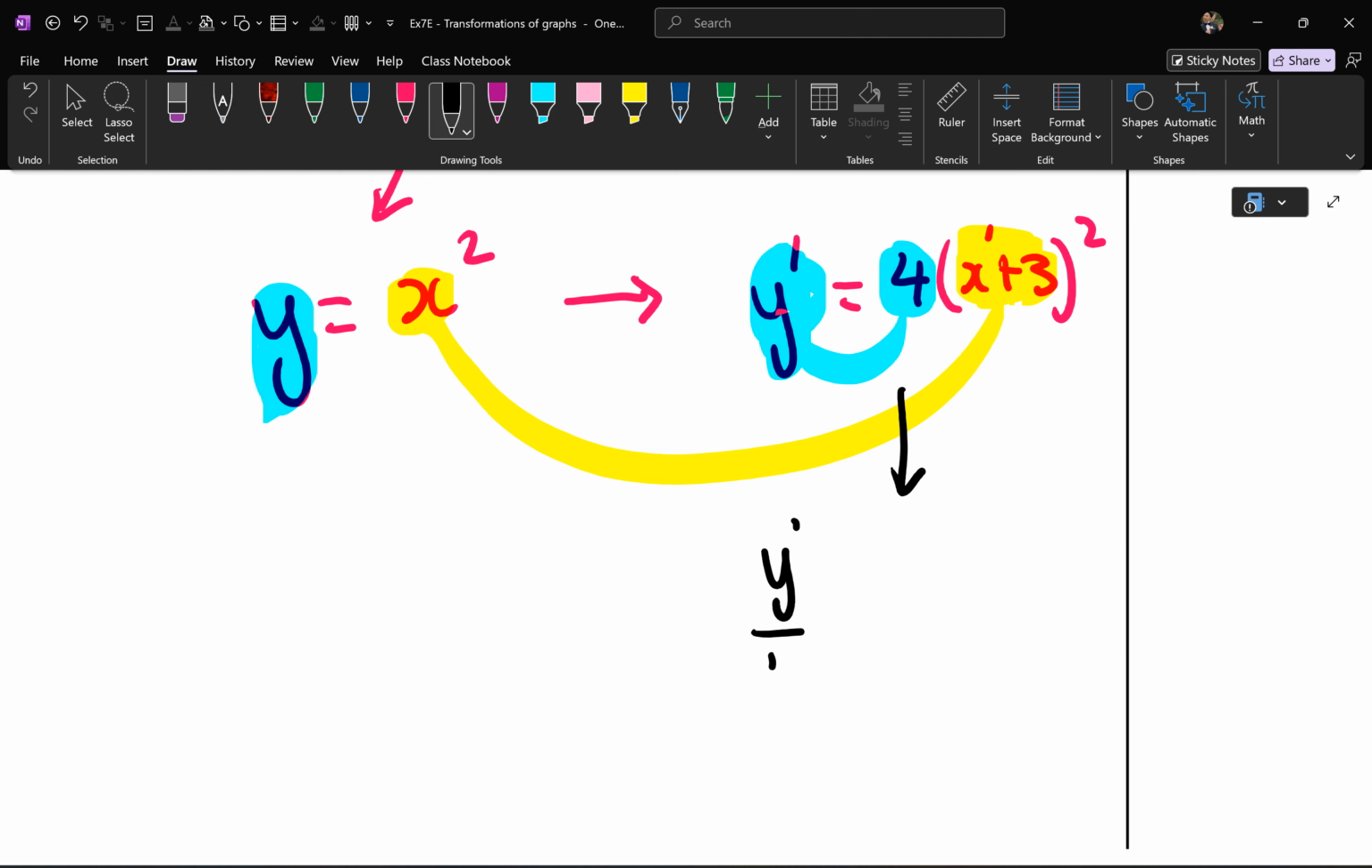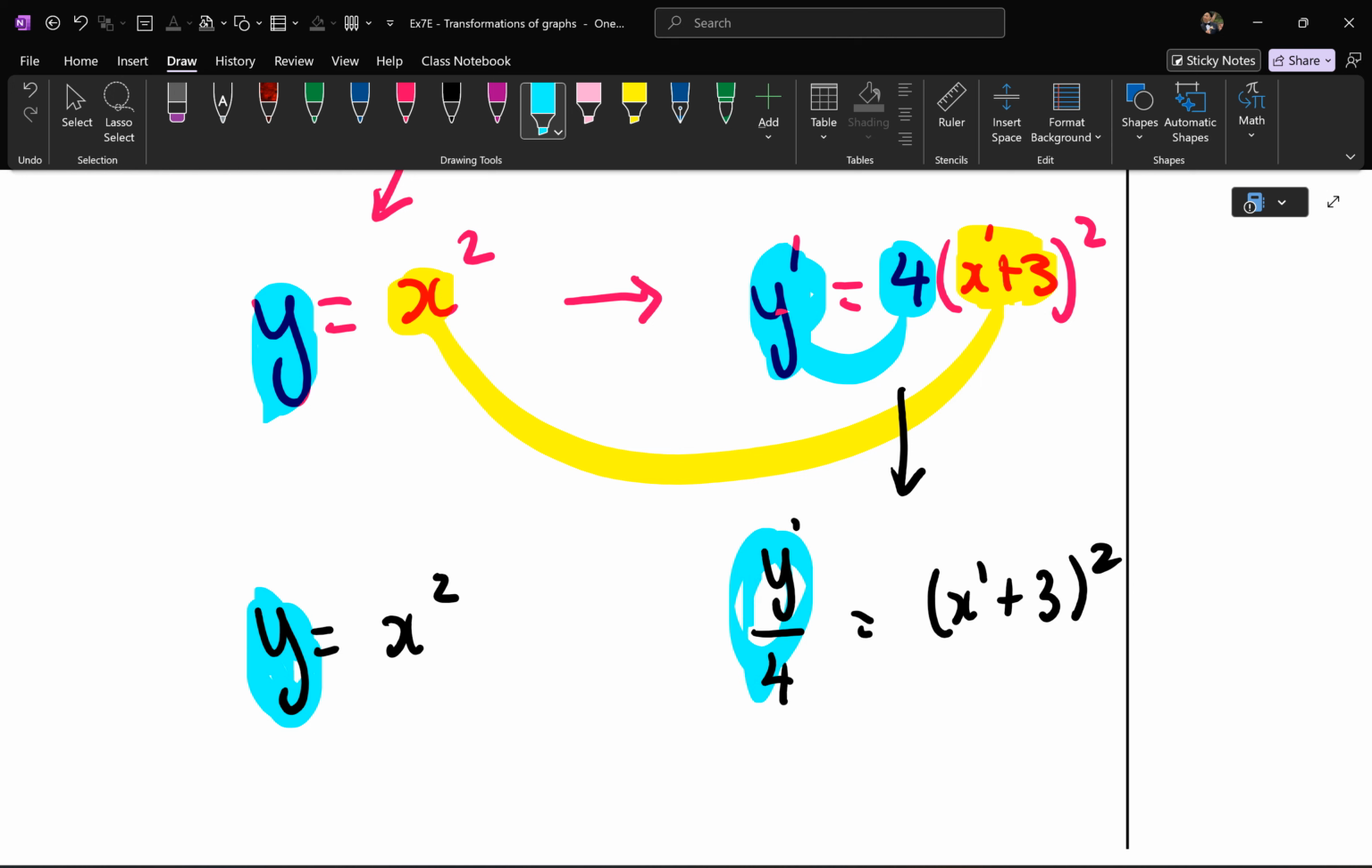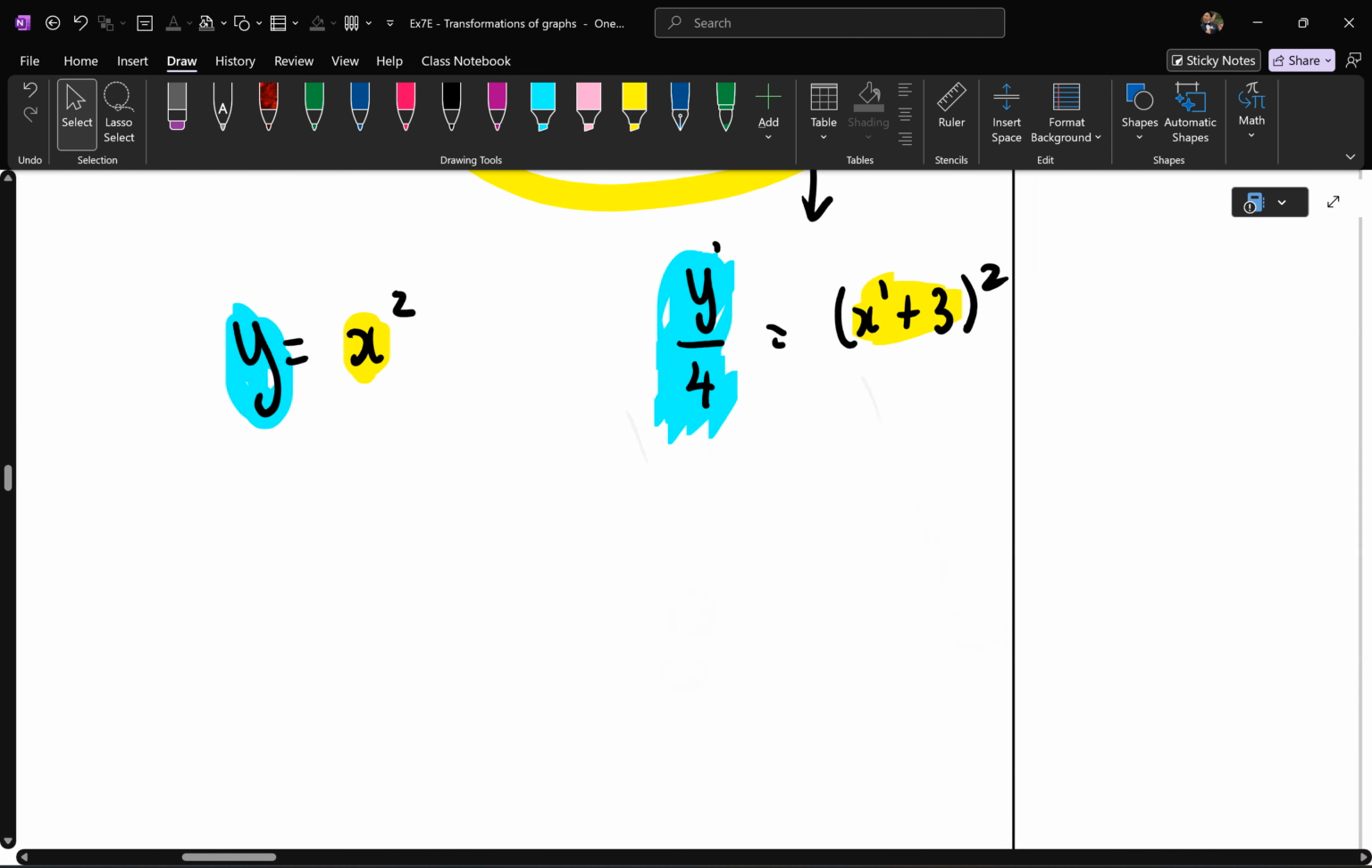This means y dash on 4, because I have to divide both sides by 4, will equal to x dash plus 3 squared. So now I've got something squared, and then on this side, I also have something squared. Now I can do a comparison. I can say, oh, what I've done here is clearly I replaced the old y with this one. So they match. These two match. Old y equals to y dash on 4. Old x must equal to x dash plus 3. So if you match that, this is what we should get.